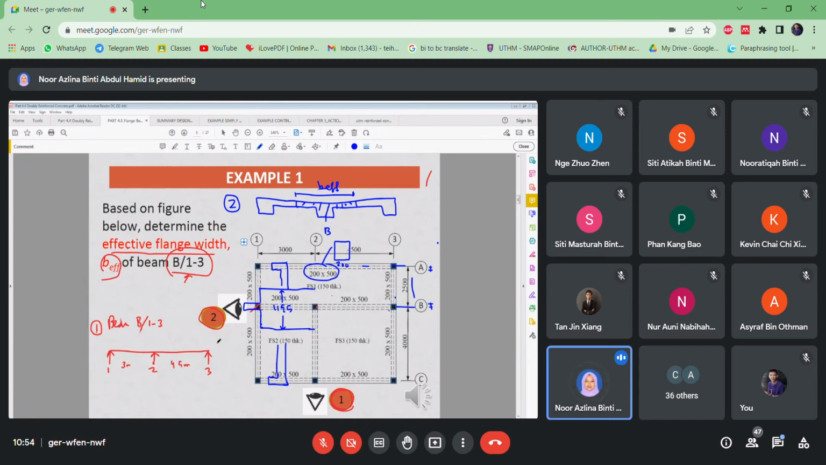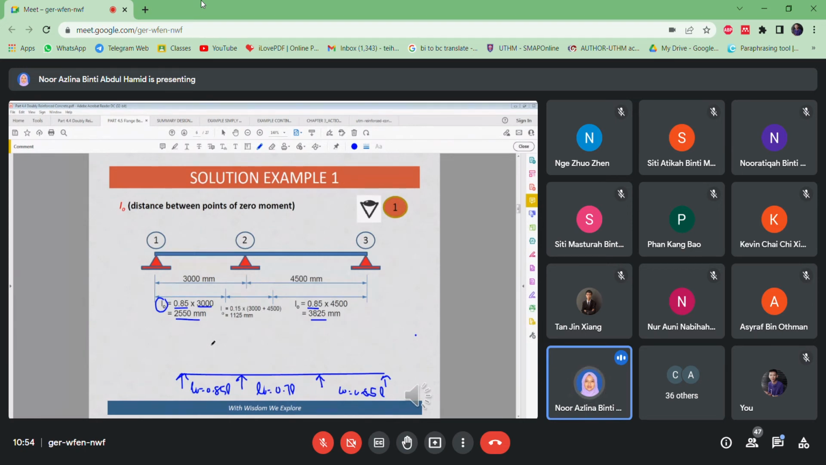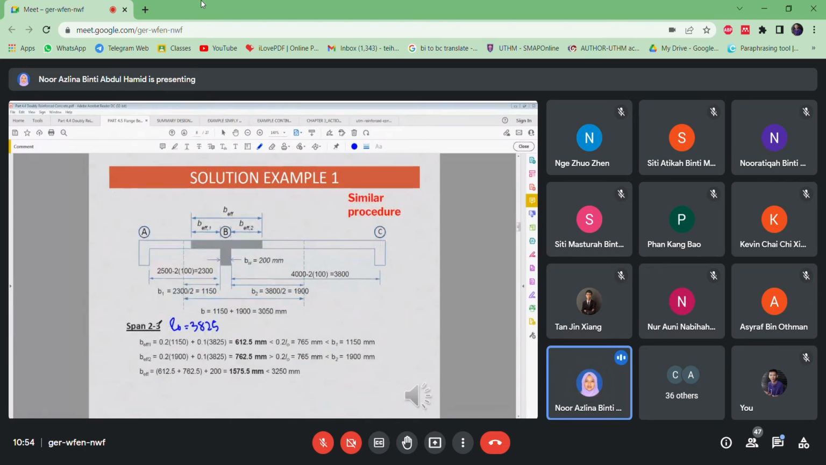Okay, so then what pula grid line 2 to 3? So we have another span, right? 2 to 3 that use LO 3825. Do the same procedure. Okay, by using LO 3825, di B1, this one B2, right? Kalau lihat kat sini, saya rasa ada silap value ni.